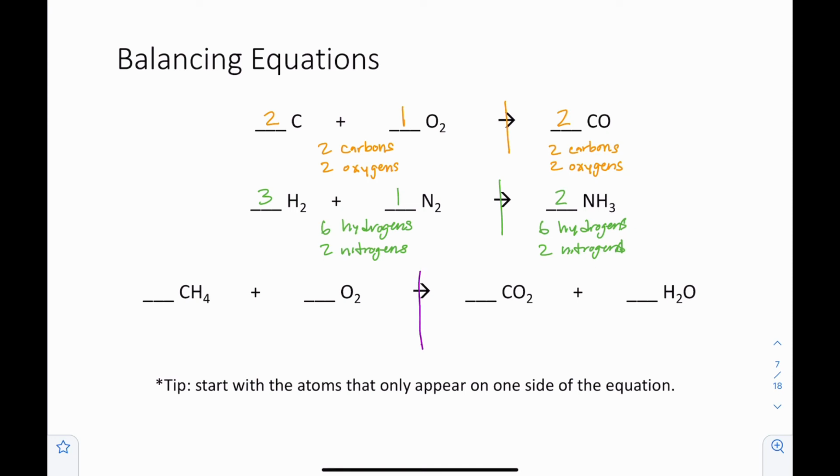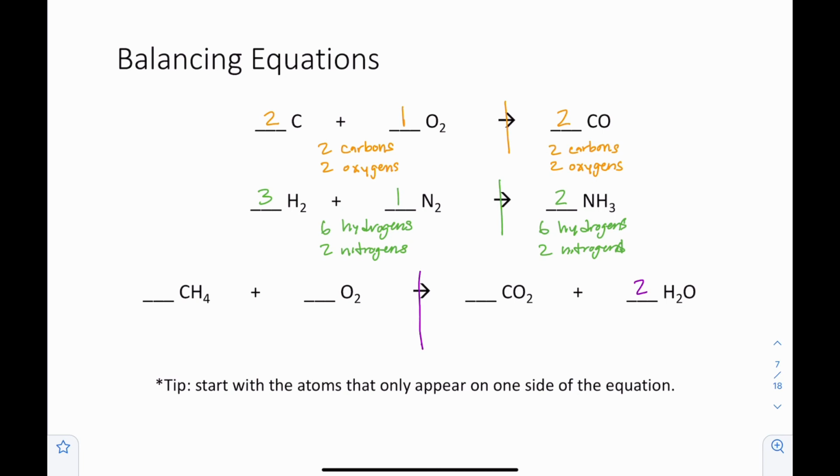Separate your reactants and products and count the atoms on both sides of the equation. There's 1 carbon on the left and 1 carbon on the right, so the carbons are already balanced. There's 4 hydrogens on the left and only 2 on the right. So I'm going to put a 2 coefficient in front of the hydrogen because 2 times 2 equals a total of 4 hydrogens.